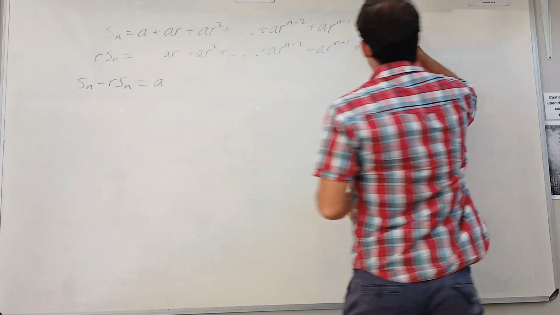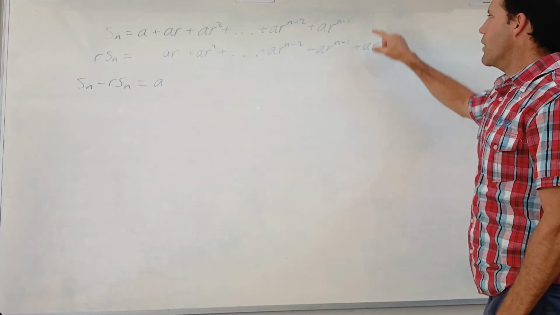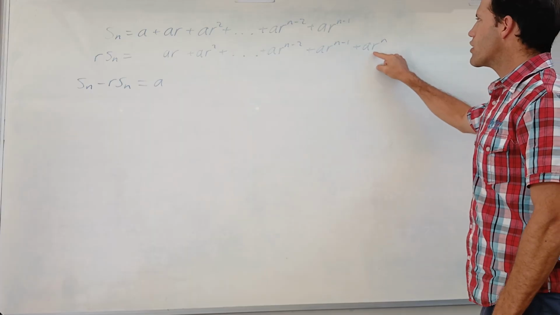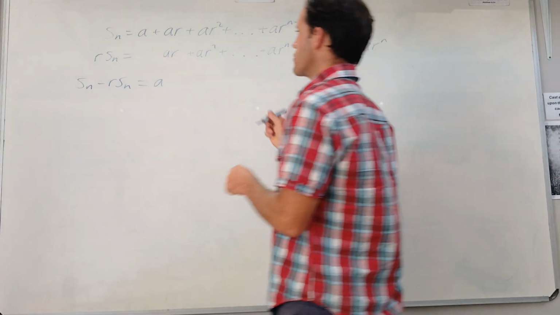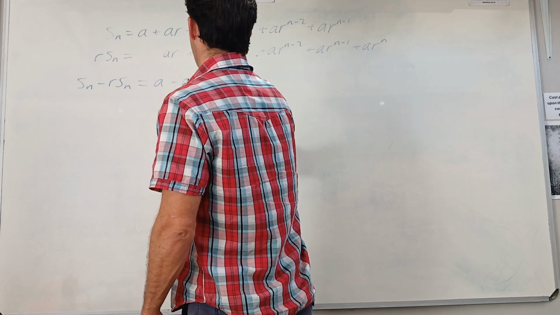But now, what about the last one? Now there's nothing at the top. So it's nothing here. You can say 0 minus ar to the power n. So that's the last one: minus ar to the power n.